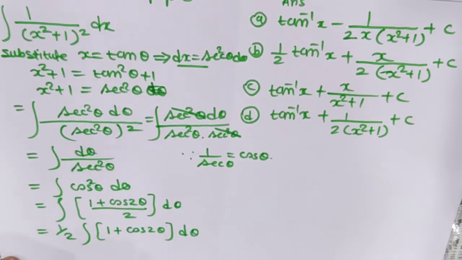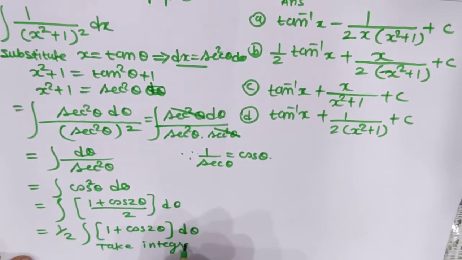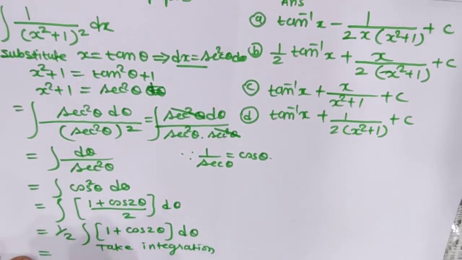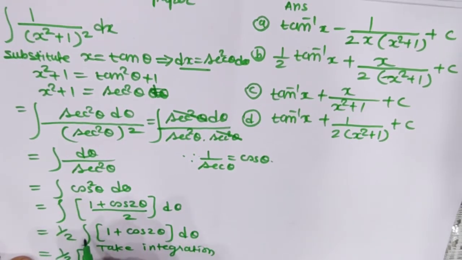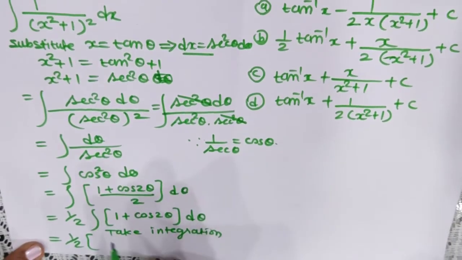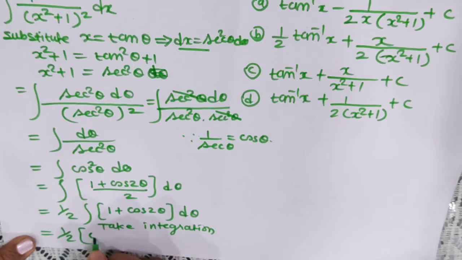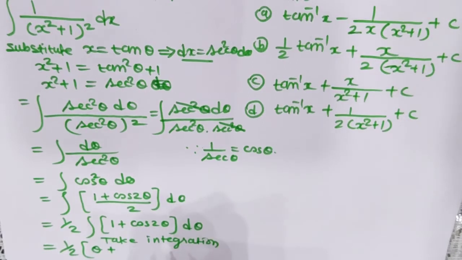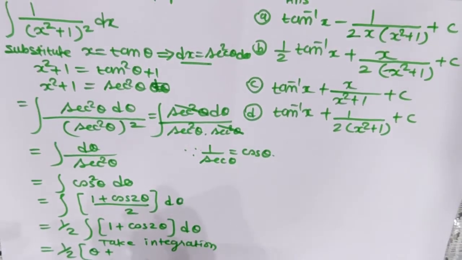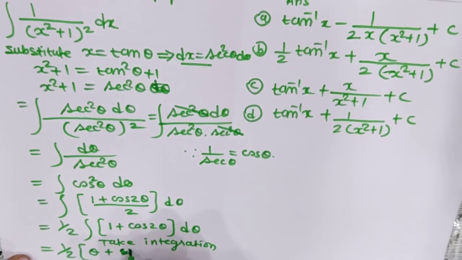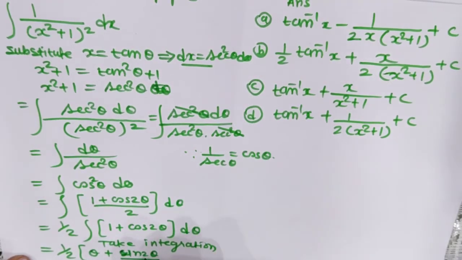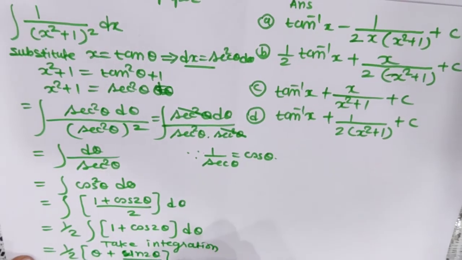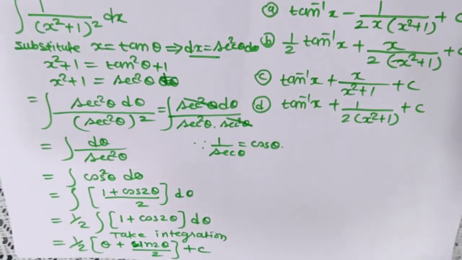Now integrate this term. The 1 by 2 stays as it is. Integration of 1 into d theta means integration of d theta, which is theta. Now, what is the integration of cos 2 theta? The integration of cos theta is sin theta, so according to that, sin 2 theta by 2, since the derivative of 2 theta is there. Plus integrating constant.